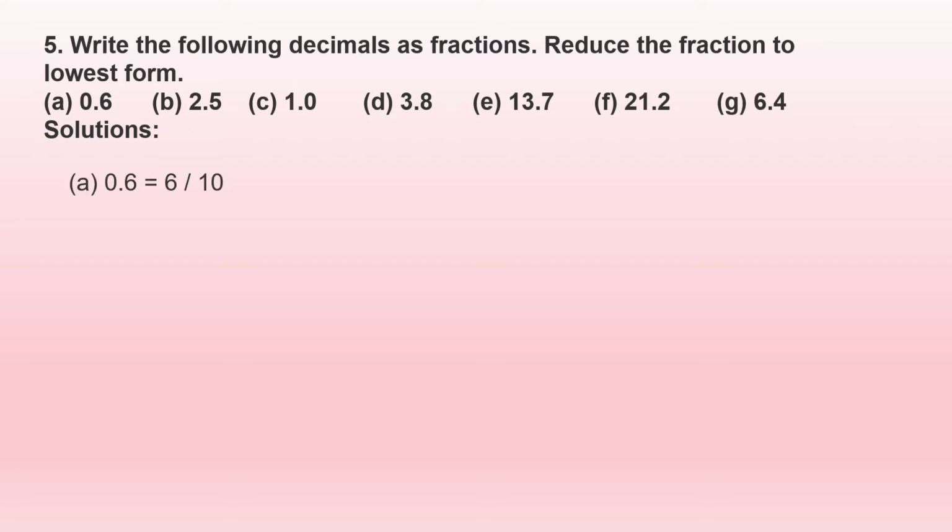0.6 is nothing but 6 by 10. Now let us reduce this into lowest form. So for that, look here, 6 by 10. We should check, is there any common number in both numerator and denominator? So 2 is common in both. So let us write 3 2s are 6, 5 2s are 10. So we can cancel these two. We get 3 by 5. So the lowest term is 3 by 5.